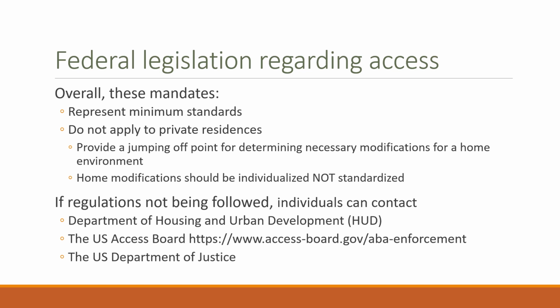If regulations aren't being followed, individuals can contact three different departments. The first one is the Department of Housing and Urban Development. The second is the U.S. Access Board, and then the third is the U.S. Department of Justice.